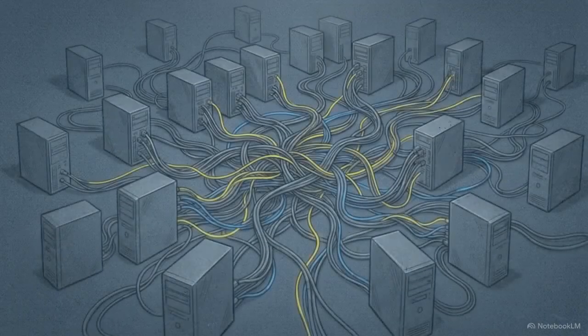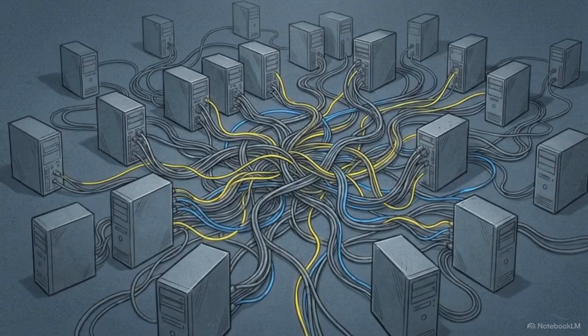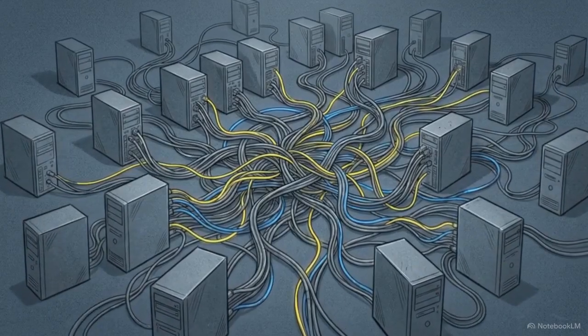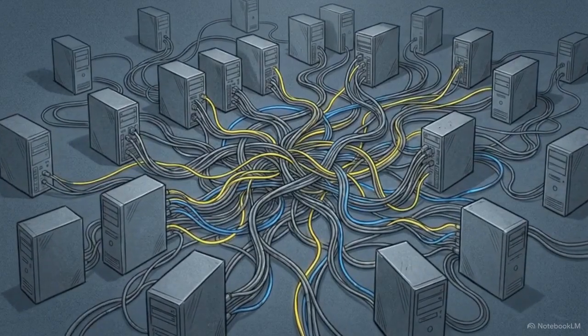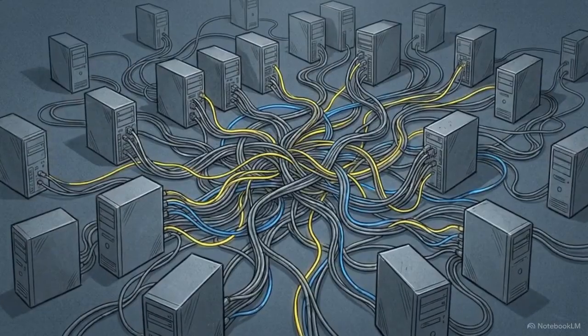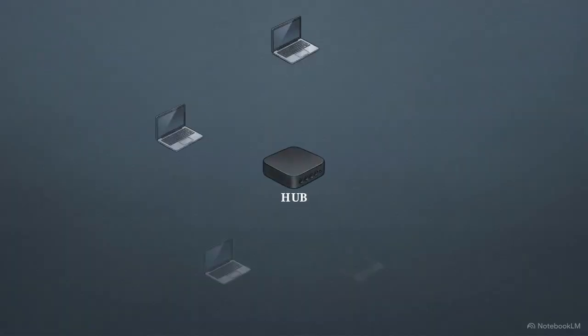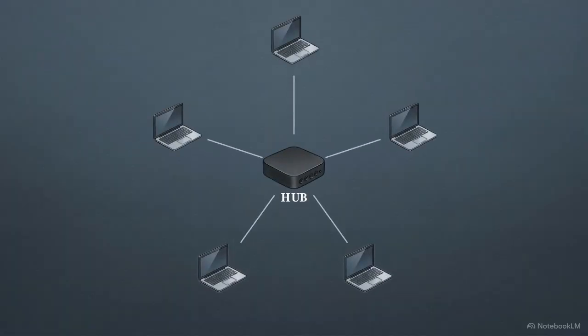The next bottleneck arises when we connect multiple nodes. Wiring every machine directly to every other machine creates a geometric nightmare of cables. This diagram shows the simplest solution, a central connection device called a hub that links multiple nodes together. However, the hub lacks intelligent routing. It blindly broadcasts any incoming data to every single connected device simultaneously.